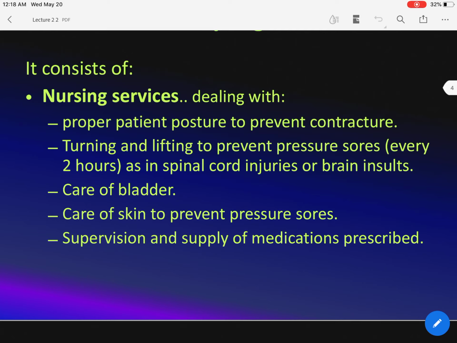Supervision and supply of medications prescribed. All these steps I will discuss in the last lecture when I take an example, spinal cord injury or brain injury, and the patient with all these disabilities, and I will show you what is the main job of rehabilitation team and especially the nursing person.